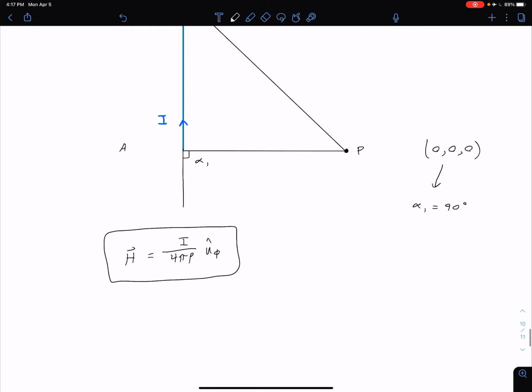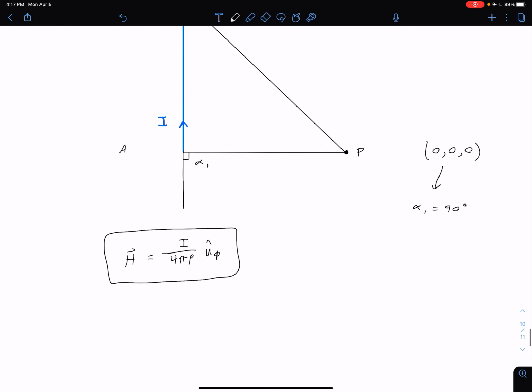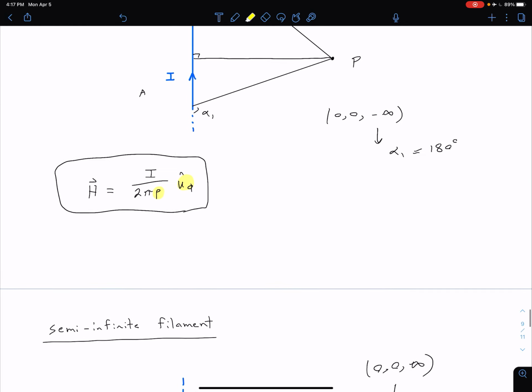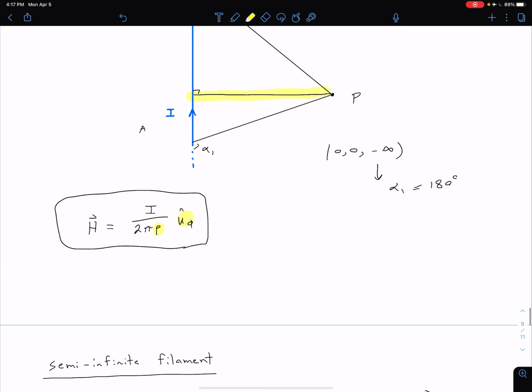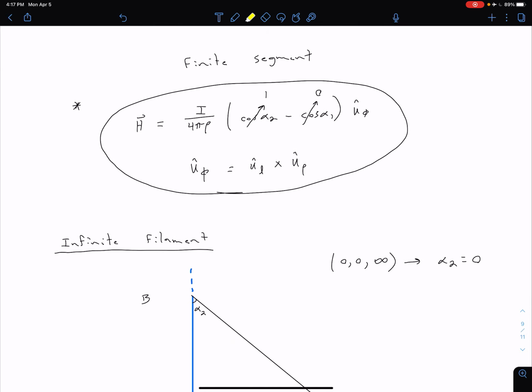Again, it's very important to use this semi-infinite equation only when P is quote unquote lined up with the bottom of our filament. Another very important thing when using any of these equations is remember that our rho and our phi are locally defined. That's true in these special cases as well. Rho, of course, is the perpendicular distance from our filament to our point of observation. And our phi, our unit vector in the phi direction, is defined as u of L cross u of rho.